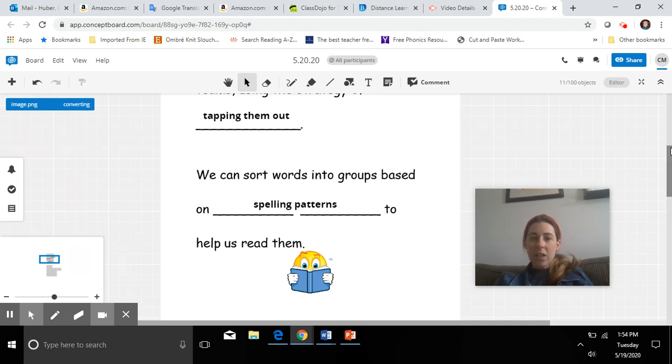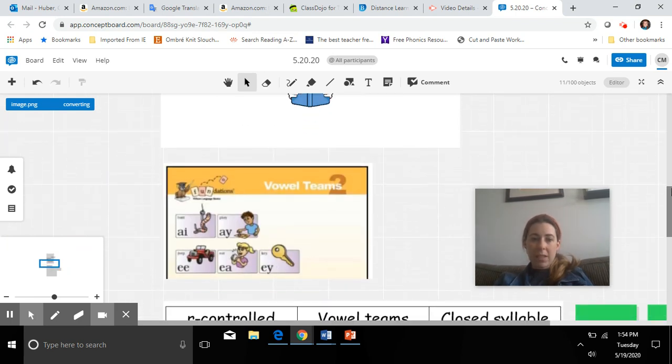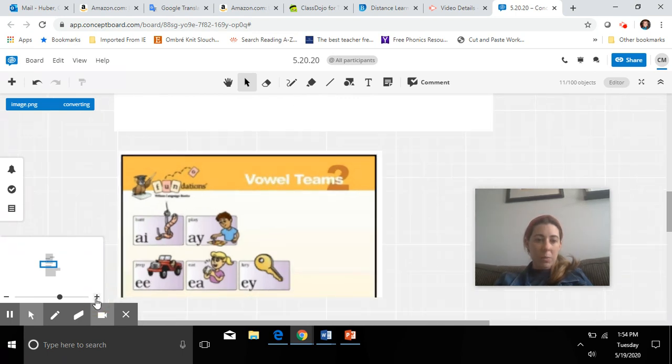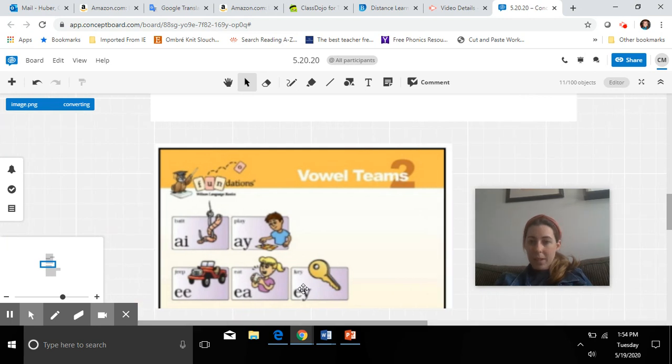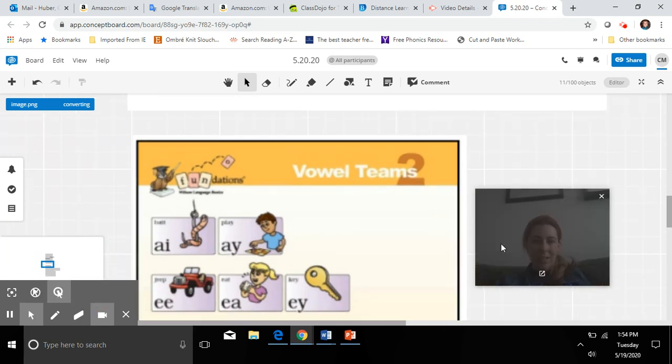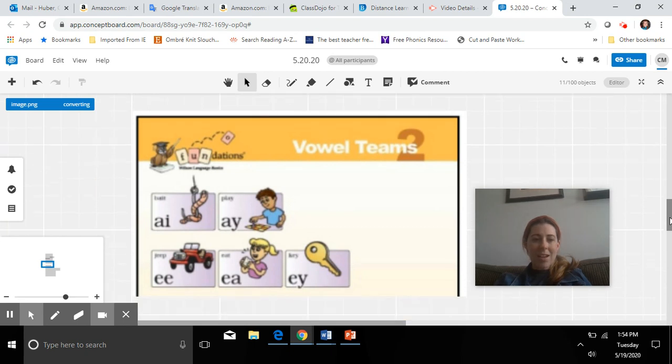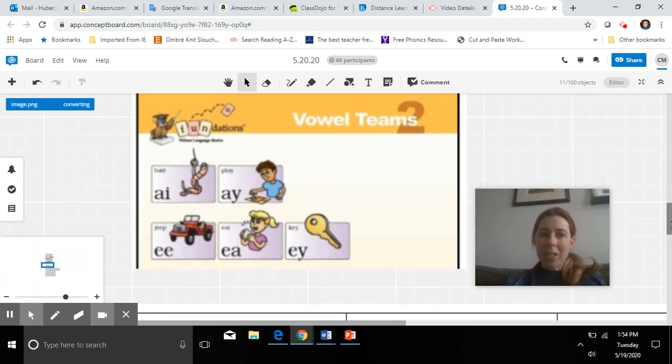So let's take a look at our new vowel teams. We're going to practice the vowel teams with letter A first, review them, and then we'll go into our new vowel teams. So take a look at this poster. I know it's a little blurry, and I apologize for that. The quality is not the best when I'm copying this poster. Okay.